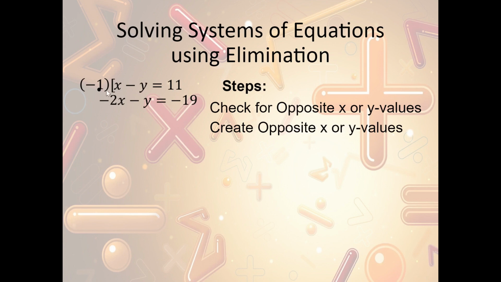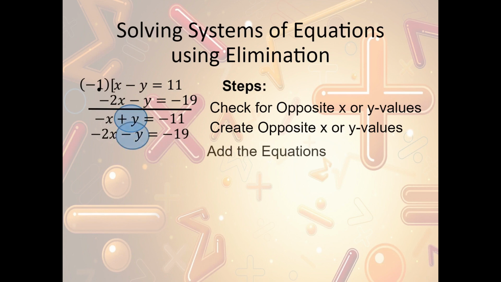So when we do that, we get -1 times x is negative x. -1 times negative y is positive y. And -1 times 11 is negative 11. So what we're left with now is negative x plus y is equal to negative 11. And the bottom one didn't change. So now, notice we have opposite x and y values. So now we just follow the steps we did previously.